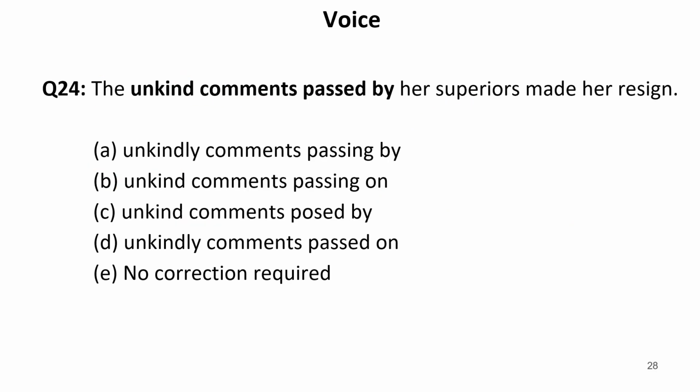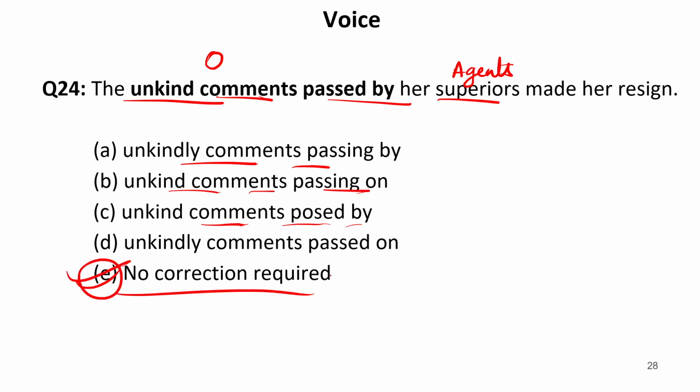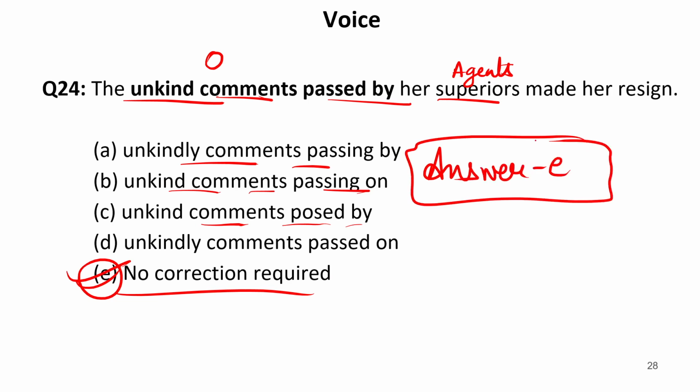Let us move to the next one. The unkind comments passed by her superiors made her resign. Here the unkind comments passed by is a sentence in passive voice, and her superiors are the agents. The unkind comments are the object on the subject place. Passed by is the verb in third form, with by and the agent. So let us see the options: unkindly comments, unkind comments passing on, unkind comments posed by. If the sentence is correct, no correction required is the correct answer. So our answer is E, because the sentence given to us is absolutely correct. We have the correct passive structure. Now let us move to the next one.